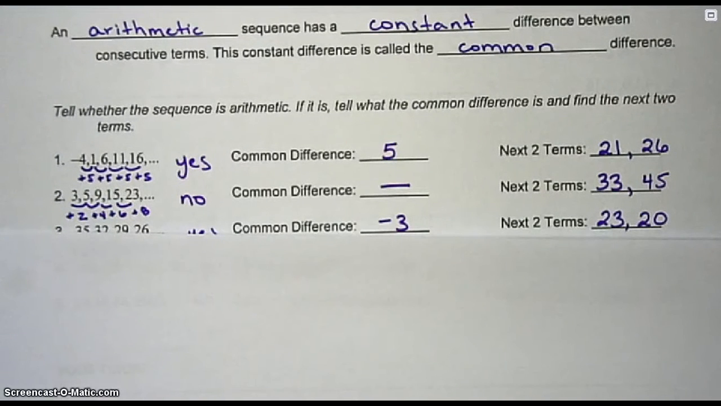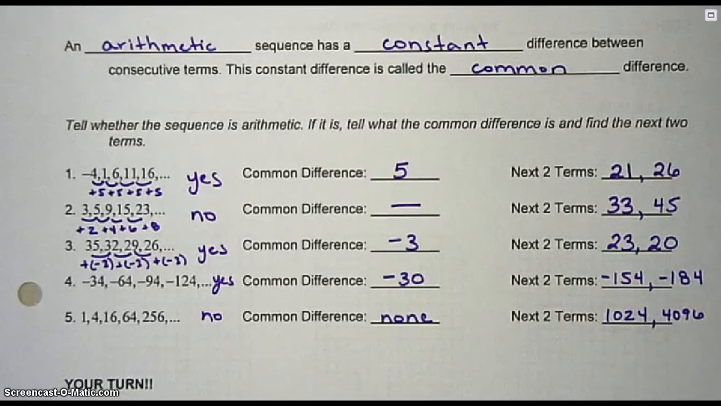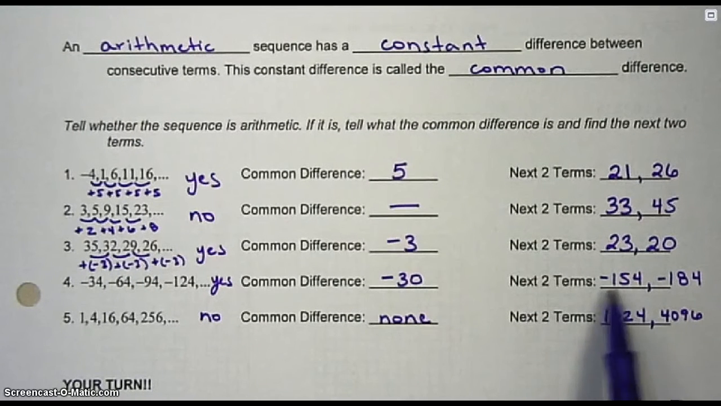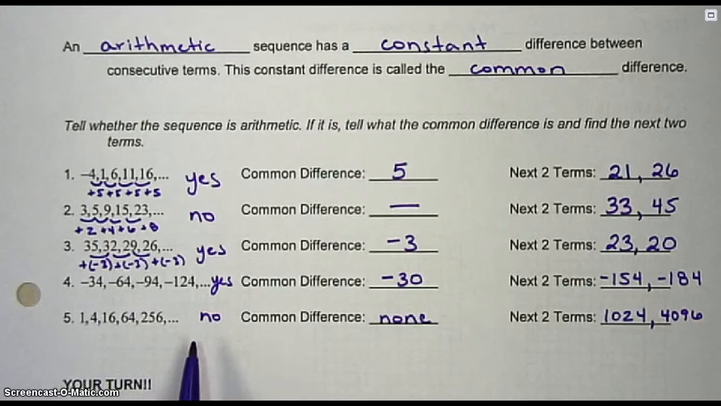Alright, if you're ready to check your answers, number 4 is an arithmetic sequence. You are adding -30 every time, which means the next two terms are -154 and -184. Number 5 is not, because you're not adding the same number. Actually, what you're doing is multiplying the same number every time, but that's not arithmetic. You have to add. This is actually another special type of sequence which we will call geometric, but you won't get to that till chapter 8.